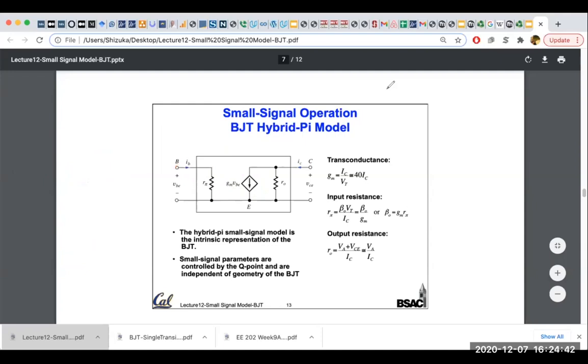It's already complicated. So right now you are only supposed to know the small signal hybrid pi model for a BJT and for a CMOS. And you are supposed to know what the transconductance is, how you calculate r pi, and how you calculate r0 for a BJT and CMOS. Okay?